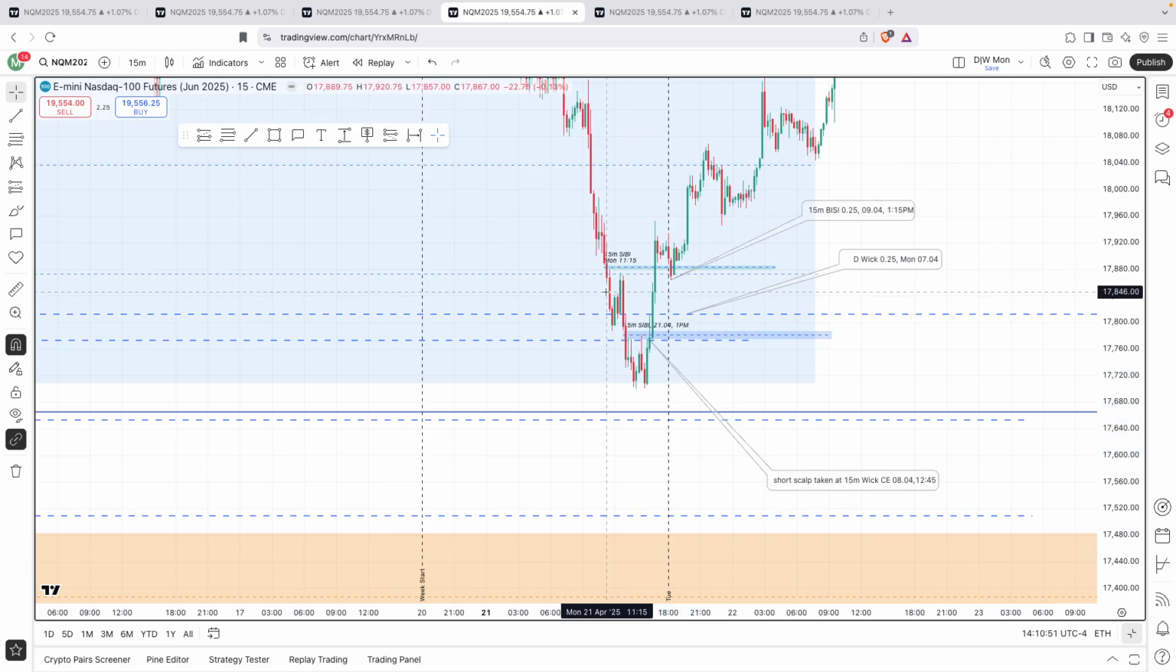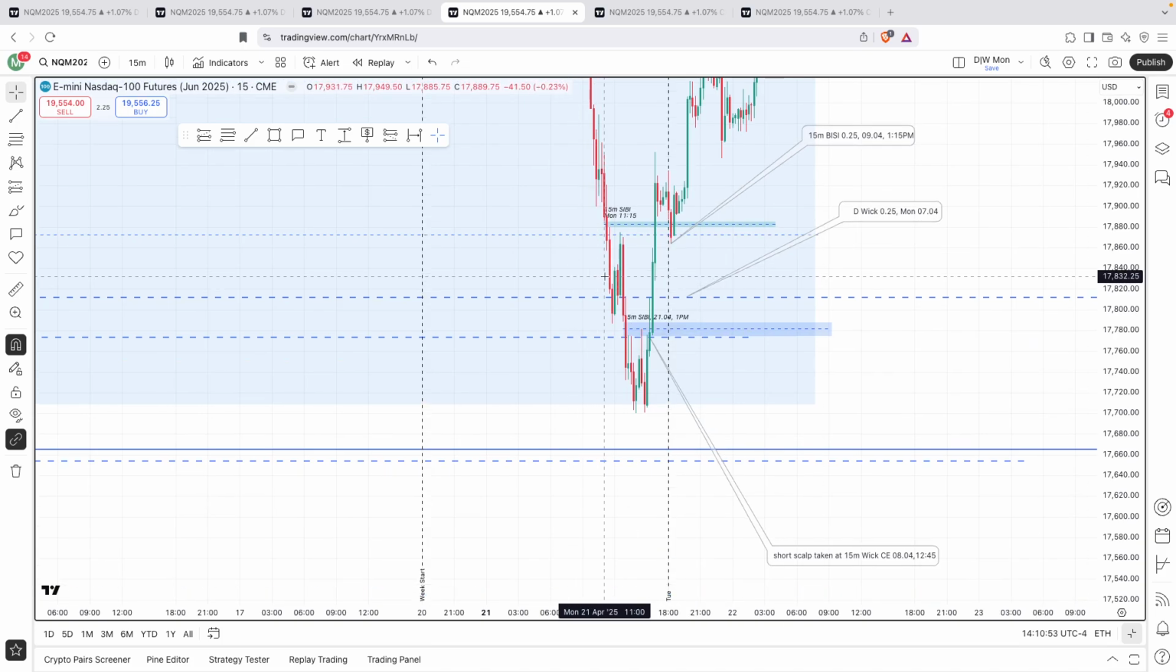And then here we have another 15-minute CB, quite a small one at 11:15. And we see how price goes above that as well at 4 p.m. And it takes this buy-side liquidity over here, but it leaves this one intact.